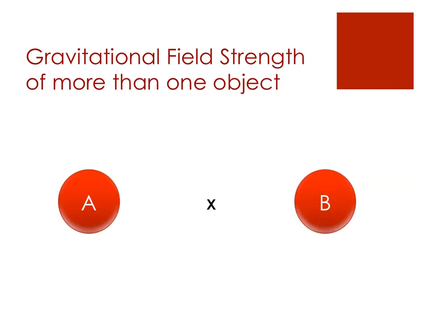So in this case, I've got two masses, A and B. Now, the gravitational field strength is a vector quantity because it is a force per mass, and force is a vector. So at point X that I have here in the center, and let's say it's on a line connecting A and B, the gravitational attraction of A and B are going to be pulling in opposite directions, and they may cancel out. It depends on the masses of A and B.